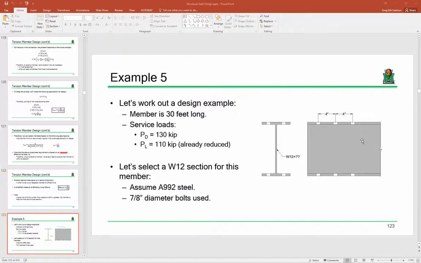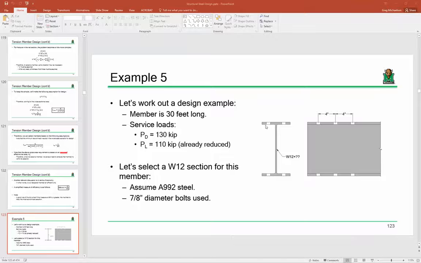Okay, so here's the example, and again, I'm going to go through this somewhat quickly because we did cover this in class, but also that's sort of the beauty of YouTube. You can always pause this and make sure you're getting all the details. We're selecting a W12 section, so it's a W12 by something. It could be a W12 by 48, W12 by 55, what have you. And ultimately, we're just trying to select the most economical section. The member's 30 foot long, it's subjected to a dead load of 130 kips, a live load of 110 kips. The reduction's already happened, so you don't need to worry about all of that.